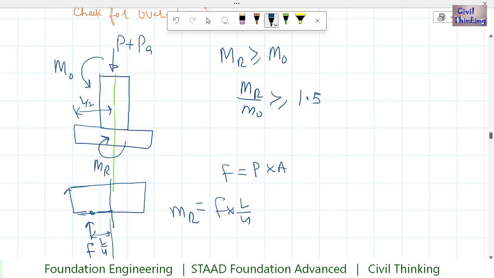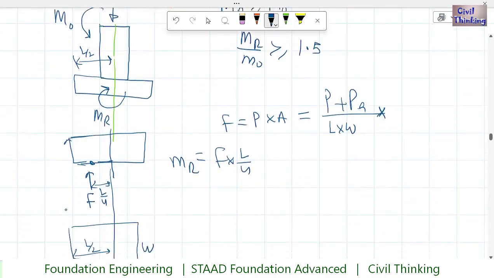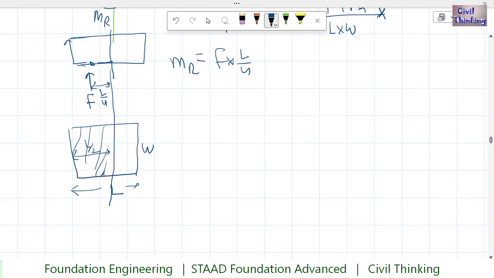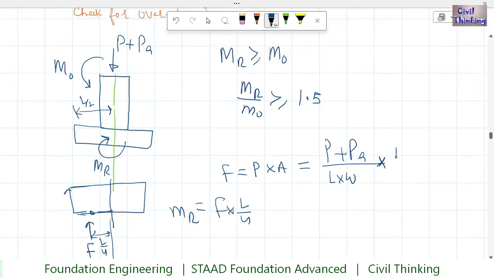Now let us calculate the F here. We know force is pressure multiplied by area. Pressure is P plus PA as expected, because I told you everything in service design involves the total load on the subsoil divided by the area. It is L times W, times A. Now A of what? Area of this. It is L divided by 2 times W. So LW and LW will cancel, so it is P plus PA divided by 2.